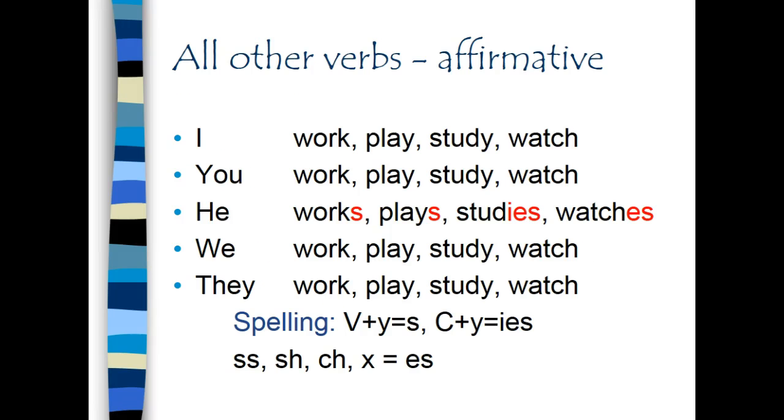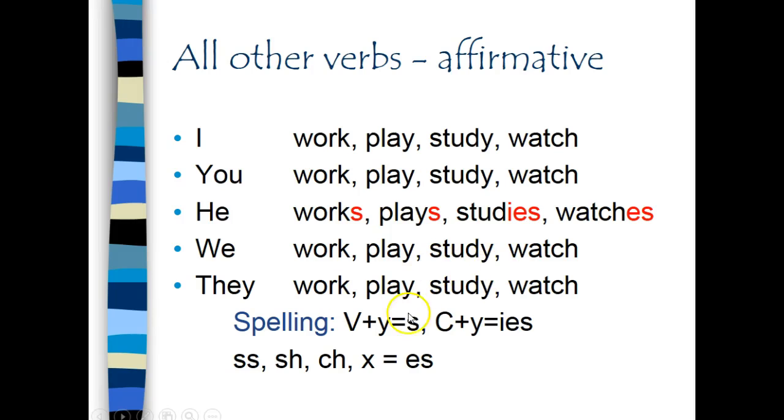For all other verbs in the simple present tense, we add an S on the third person singular. So, for every subject except he, she, or it, we don't transform the verb. I work, I play, I study, I watch. But once we find the subject pronoun he, she, or it, we must add an S to the verb in the affirmative form. He works, he plays, he studies, he watches.